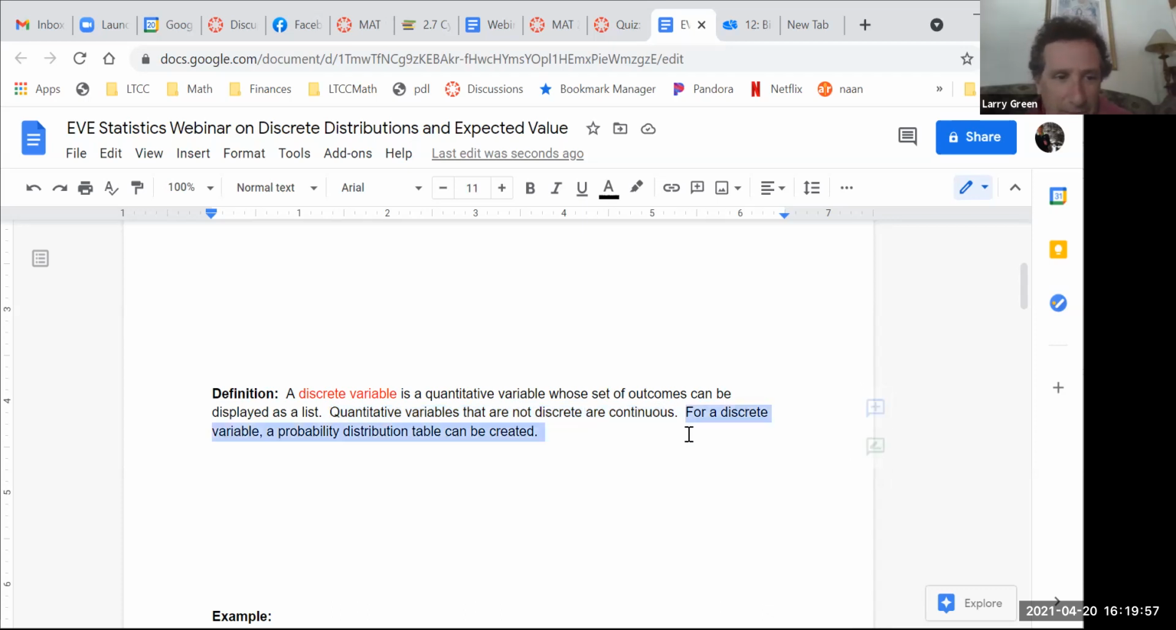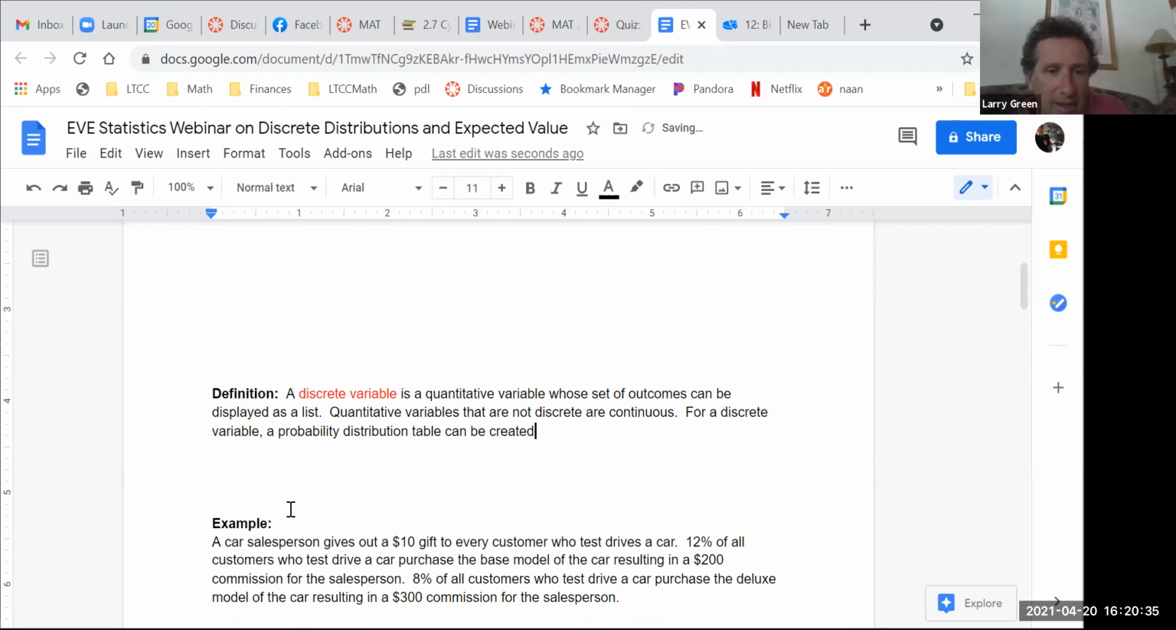Okay, for a discrete variable, a probability distribution table can be created. That's the important thing, that you can put it in a table. Sometimes you have to use dot, dot, dot notation on the table. That won't happen in our class. In our class, we'll stop. It'll always be a nice finite number that you can pop into a table. So any questions at all about the definition before we look at an example? Okay, if there's no questions, then let's get into the example.